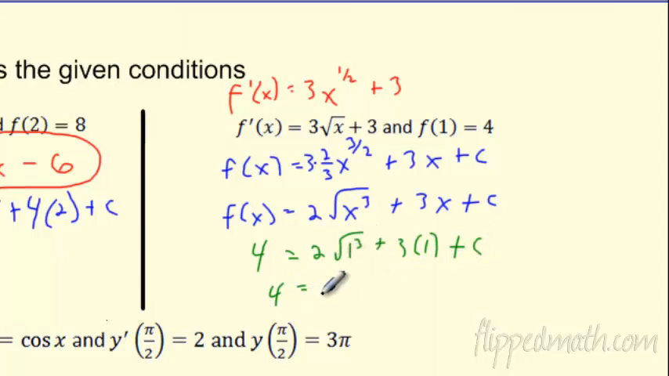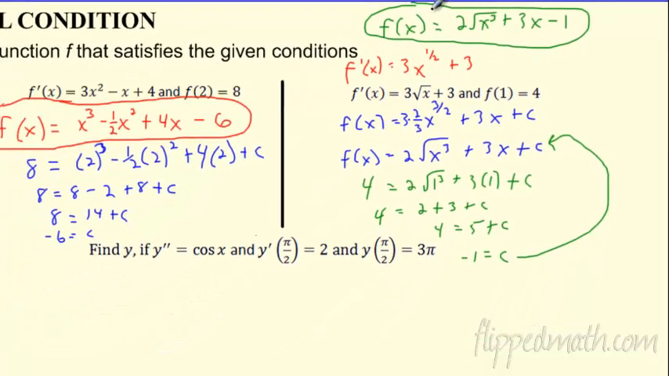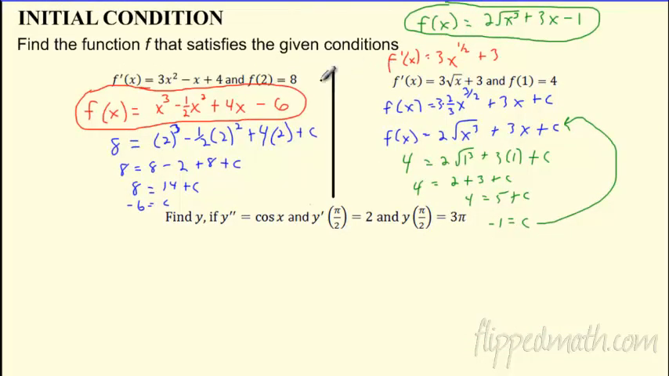That's pretty nice. So the 1 cubed square root of blah, blah, blah is still 1, no matter what you do to it. So this is going to be 2 plus 3 plus c is 4. So 4 equals 5 plus c. It looks like c's got to be -1. So my function, replace the c, plug it back in, I'm going to get 2 times the square root of x cubed plus 3x minus 1. So there's my function. We found the actual value of that c, and that's the initial condition.